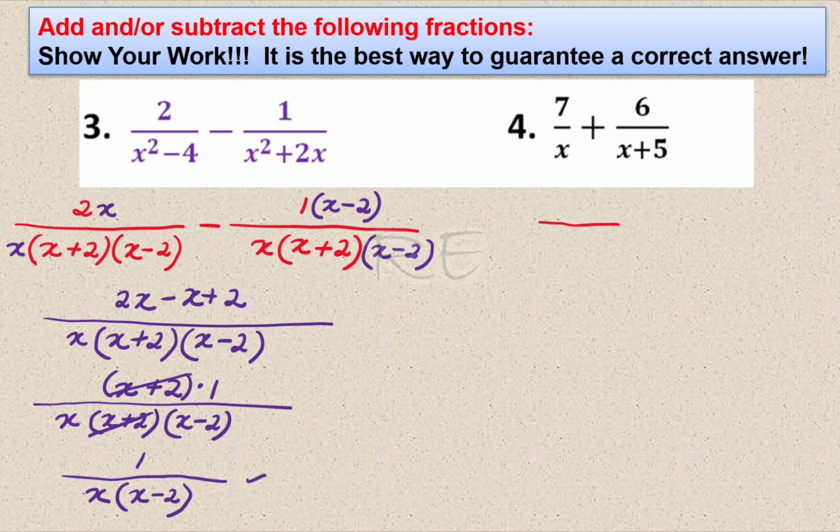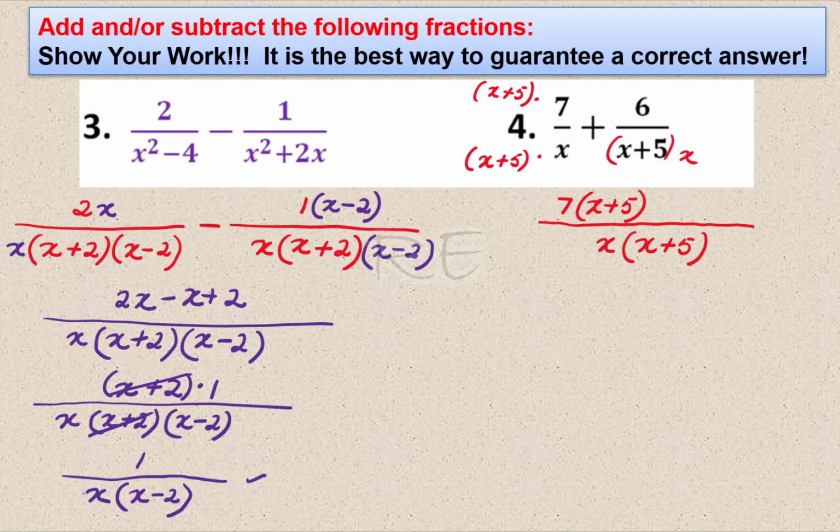x and x plus 5 do not share any factors in common. As a matter of fact, both of them are prime. Therefore, we just have to multiply them together to get the lowest common denominator, which means that we have to multiply the first fraction by x plus 5 over x plus 5. It becomes 7 times x plus 5. The second fraction by x, and the numerator becomes 6x.